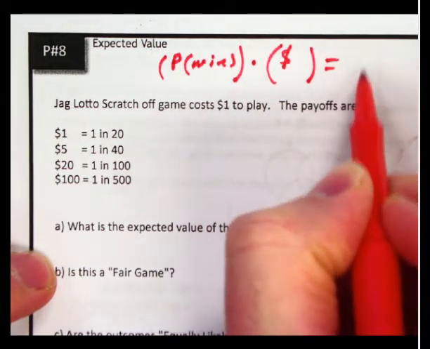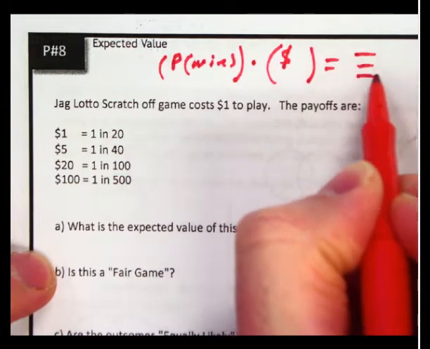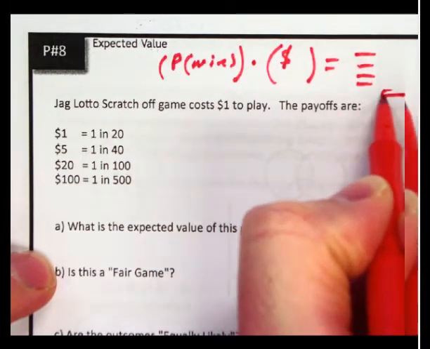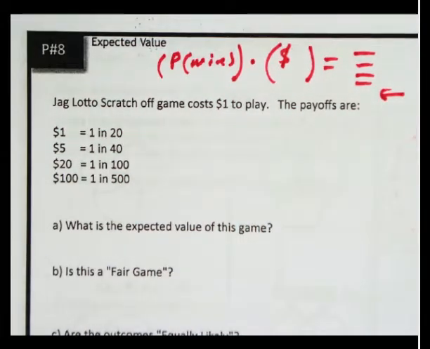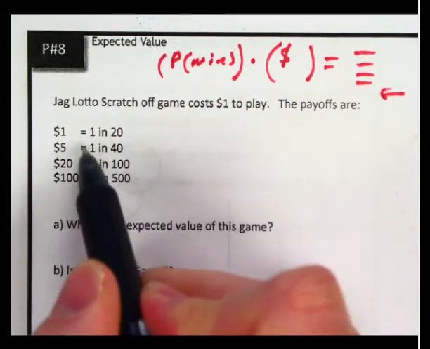And then if you have a list of expected values, you calculate those over and over and you add them all up and you get some kind of total expected value down there at the bottom. That's what this one is doing. This one has a Jag Lotto scratch-off game. It costs $1 to play. The payouts are listed here accordingly.